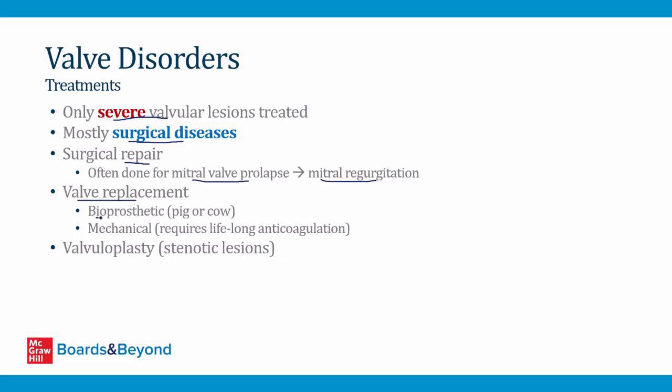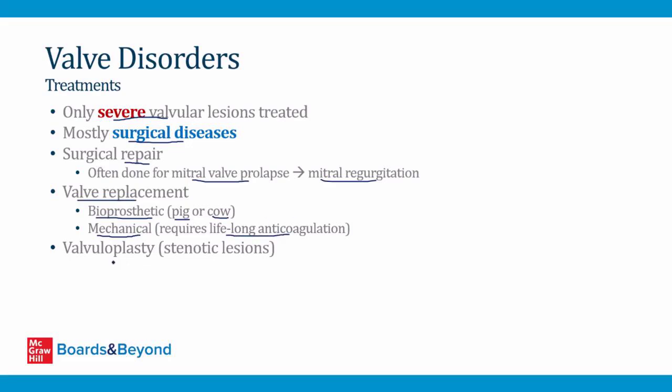Patients can receive so-called bioprosthetic valves. These come from pigs or cows. The bad news about these valves is they can break down in 10 or 20 years, but the good news is they don't require anticoagulation. The other option is a mechanical valve, which is metal. The good news is these last forever, but the bad news is the patient has to take lifelong anticoagulation to prevent a blood clot from forming on the mechanical valve.